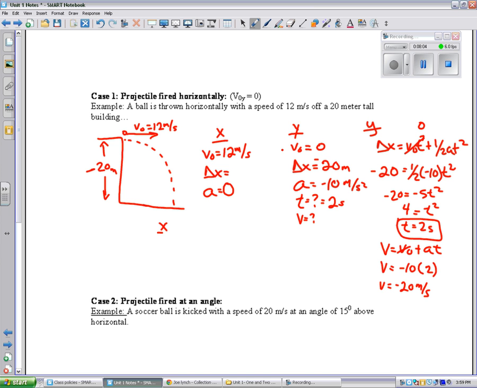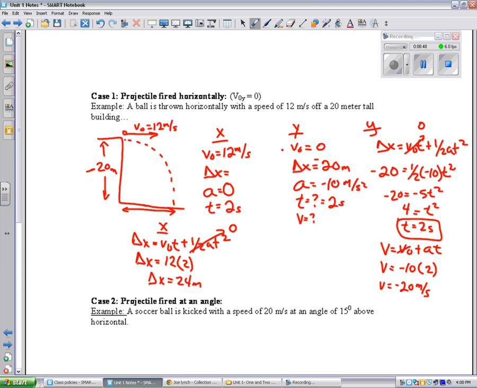Now, for our x side, the trick is I now know the time here, because the time is the same for x and for y. So I might try to find the distance. So I'm going to use the delta x equation again. So this time my acceleration is 0, so this part becomes 0. And now I get delta x equals, my v0 for my x is 12, and my t was 2. So my delta x is going to be 24 meters. That means this distance right here is going to be 24 meters. It's going to land 24 meters away from the base of the building.